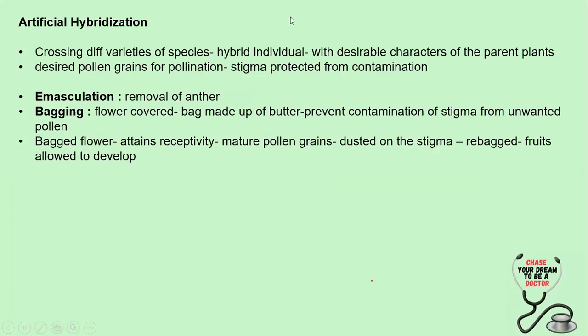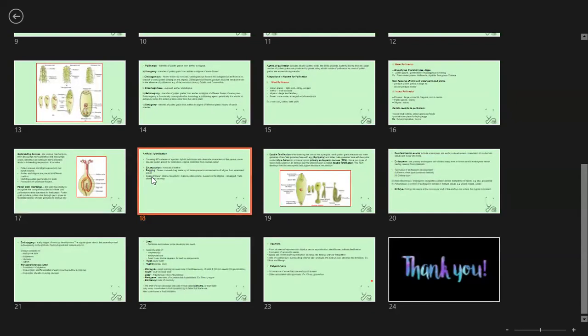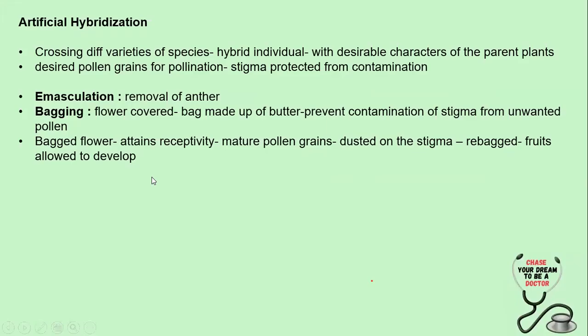Clear? The next method is artificial hybridization. I'll tell you how many slides are left: 5 more slides are left in this chapter to get it completed. Clear, everyone? Yes. What is artificial hybridization?